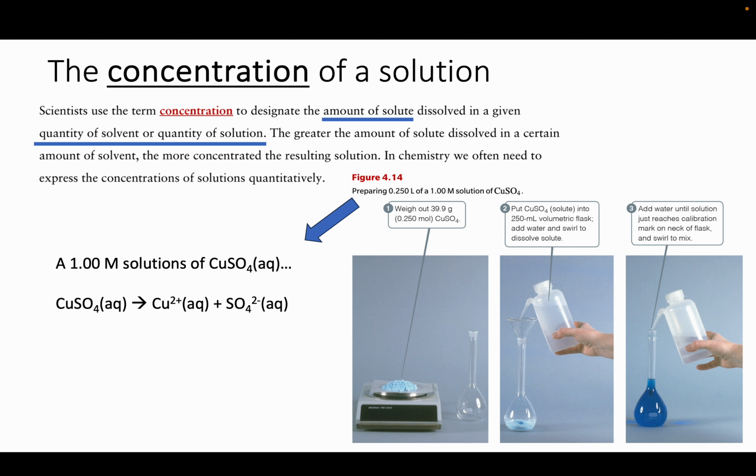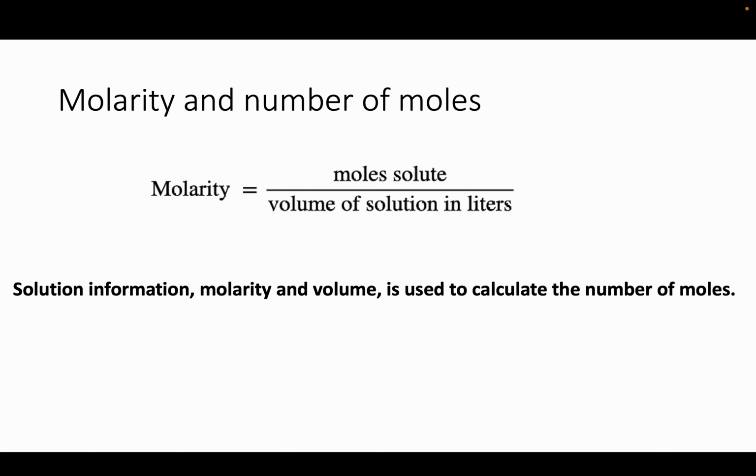The symbol capital M is for molarity. In this scenario right here, a 1 molar solution of copper sulfate was made. And as I think about what's in the beaker, copper sulfate, ionic compound, strong electrolyte, would dissociate to give me copper ions and sulfate ions. So I could describe that solution as being 1 molar in terms of the copper sulfate, but I'm also thinking it would be 1 molar in terms of the copper ions and 1 molar in terms of the sulfate as I think about how it's dissociated.